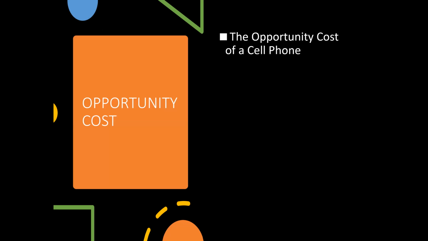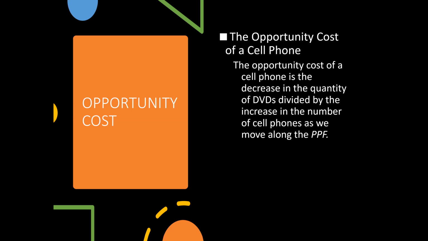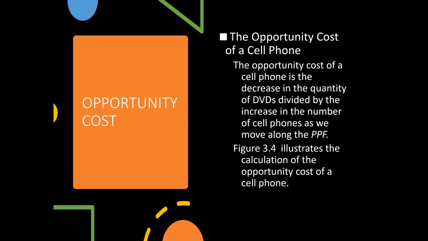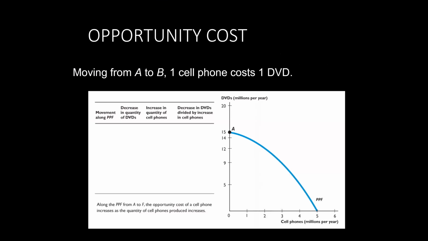So now we are going to study the opportunity cost. If we talk about our previous example, the opportunity cost of producing a cell phone is the decrease in the quantity of DVDs divided by the increase in the number of cell phones if we move along the production possibility frontier. We can depict this by a figure also. This graph shows that right now we are at point A.